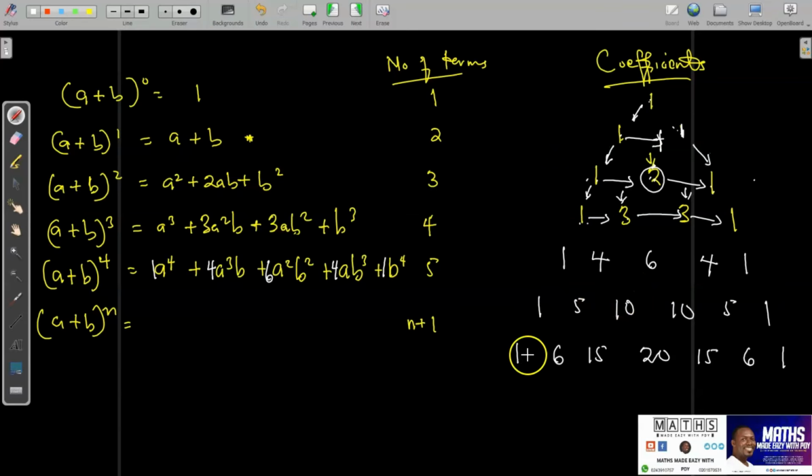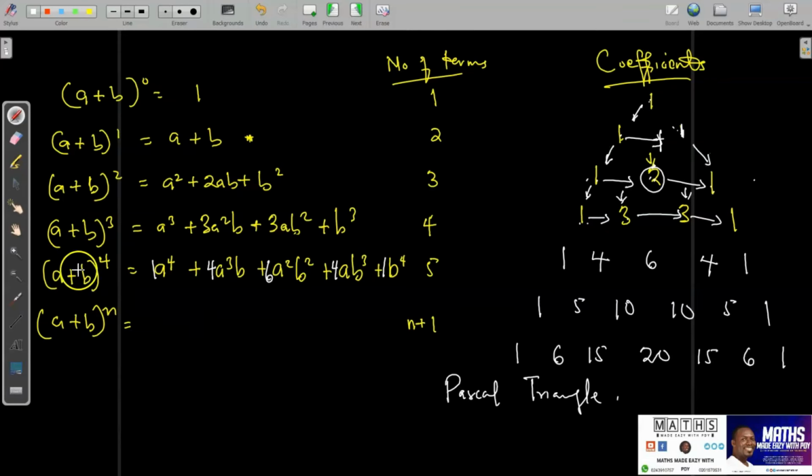And this idea here is what we call the Pascal triangle. One mathematician or scientist by name Pascal generated this idea, which is used to write the expansion for any given binomial term. Please, are we all clear?